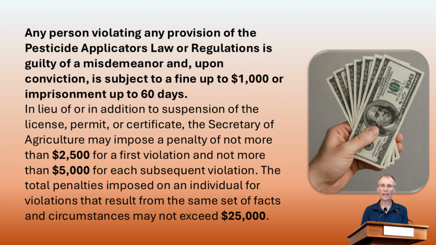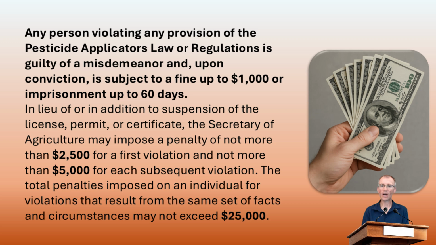Any person violating any provision of the Pesticide Applicators Law or Regulations is guilty of a misdemeanor and, upon conviction, is subject to $1,000 or imprisonment up to 60 days. In lieu of or in addition to suspension of the license, permit, or certificate, the Secretary of Agriculture may impose a penalty of not more than $2,500 for a first violation and not more than $5,000 for each subsequent violation. The total penalties imposed on an individual for violations that result from the same set of facts and circumstances may not exceed $25,000.